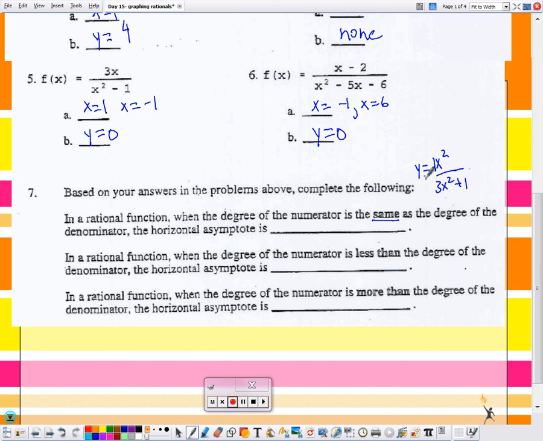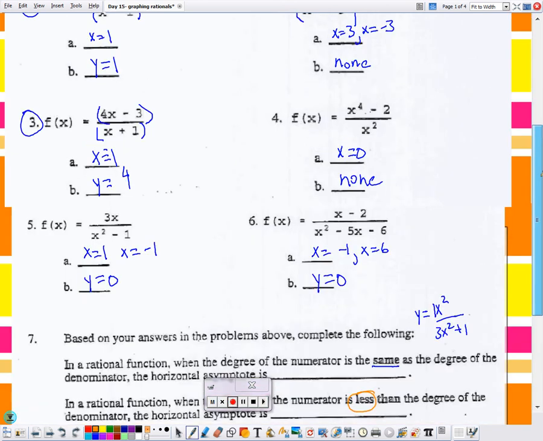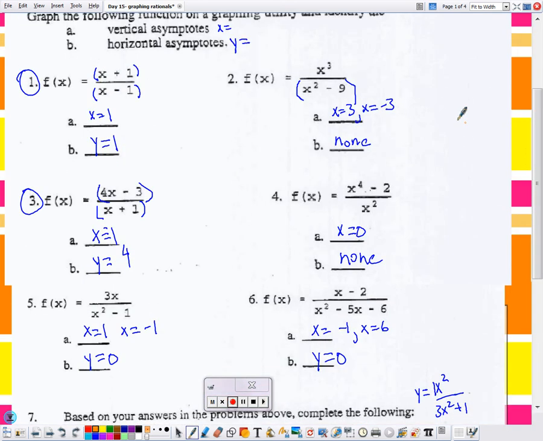So the next one says, in a rational function, when the degree of the numerator is less than the degree of the denominator. So let's see, degree of the numerator has to be less, so smaller. So not 2, that one's bigger. Not 4, that one's bigger. Oh, here we go, 6 and 5. This is 1 and this is squared. This is 1 and this is squared. And they both have horizontal asymptotes of y equals 0.